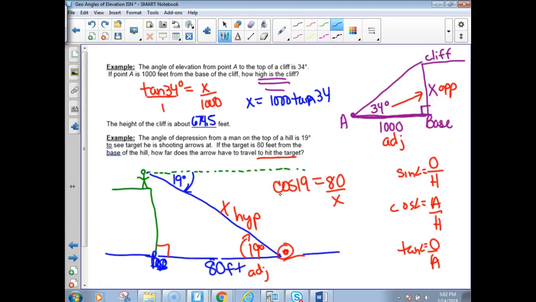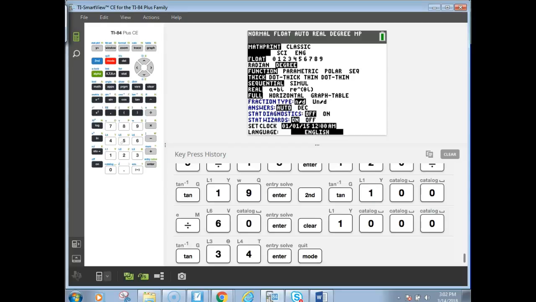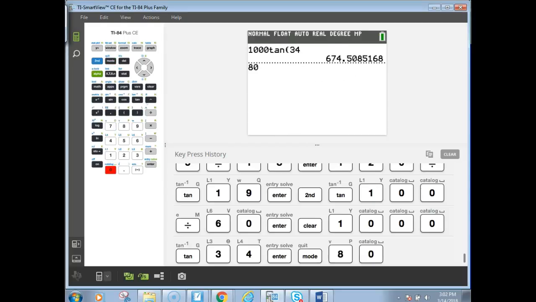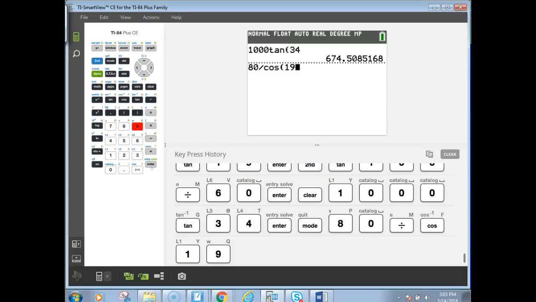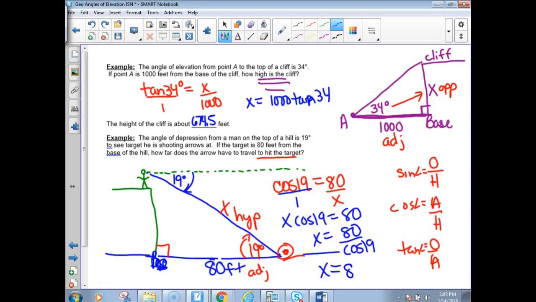Okay, now we're going to think about our cross product properties. So we got x times the cosine of 19 equals 80. And then you're going to divide 80 by the cosine of 19. So how far has he got to shoot his arrow? Make sure you're typing that right. And this is what I'm talking about, physical memory, remembering what to do as far as how you have to calculate this. 19, 84.6. And that's going to be in feet.